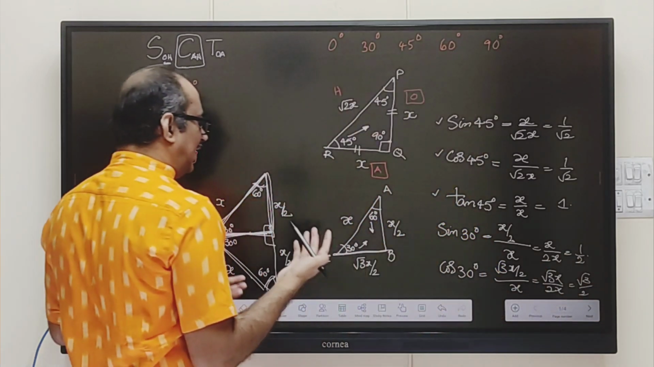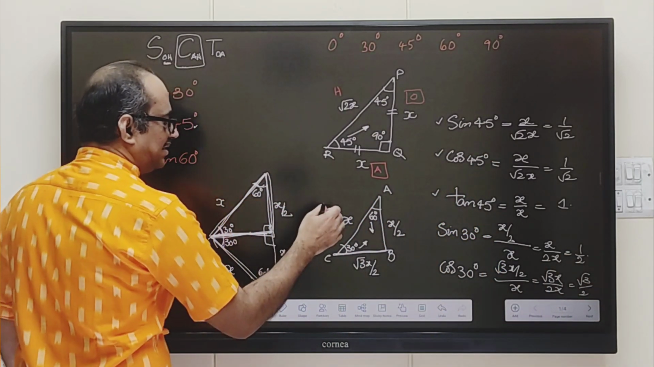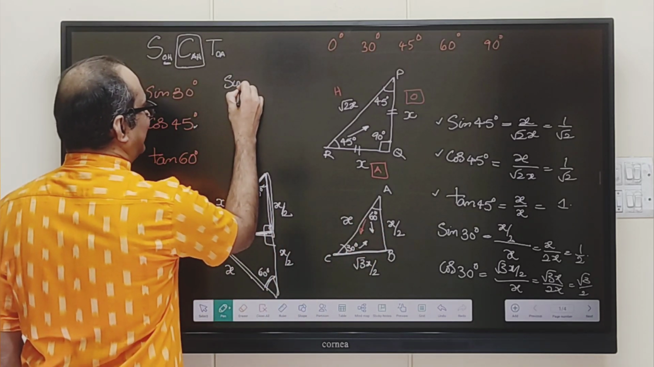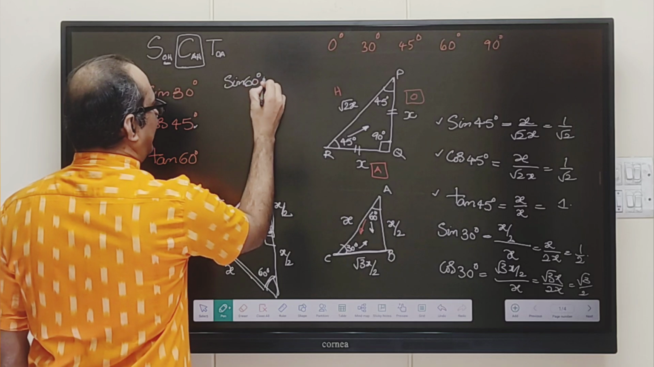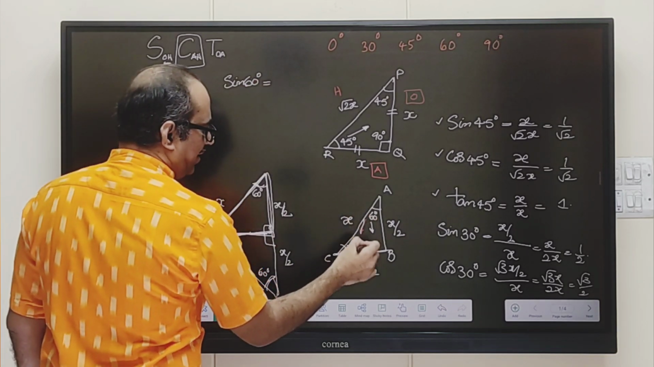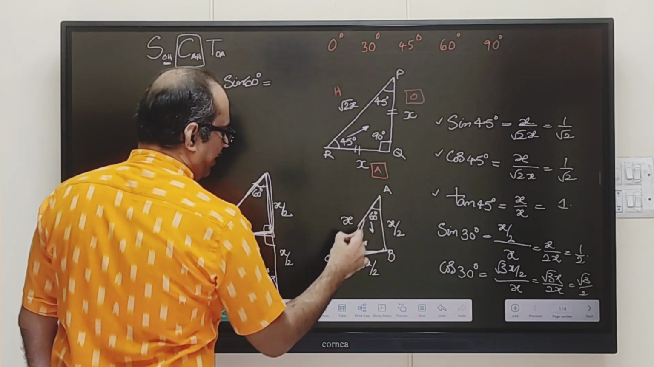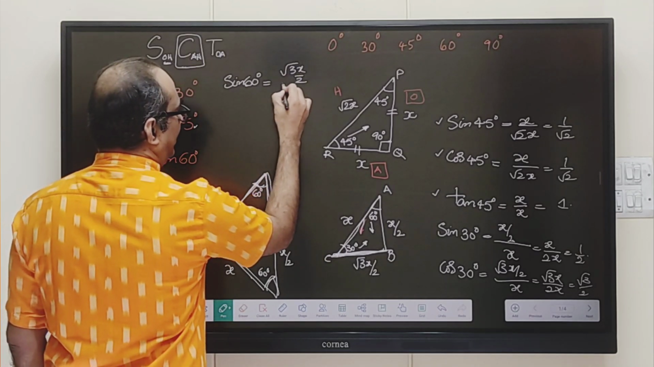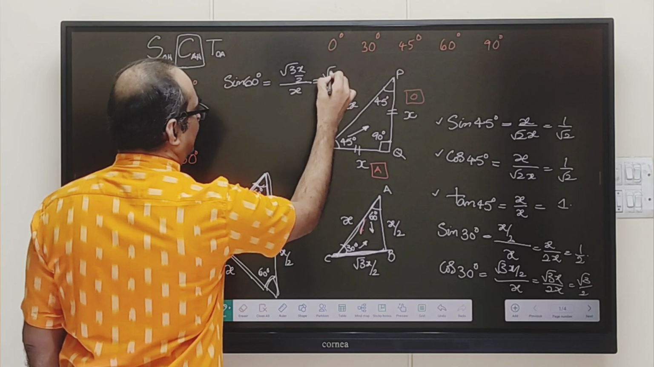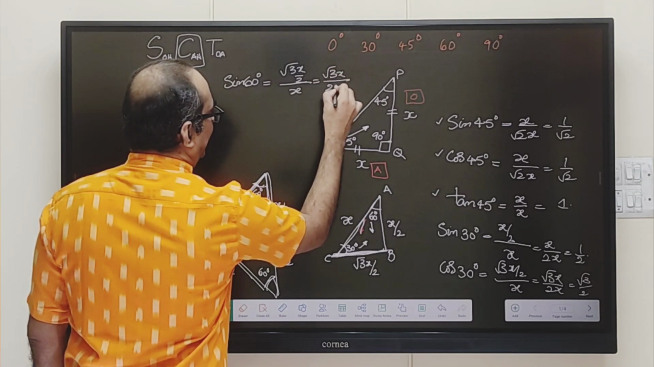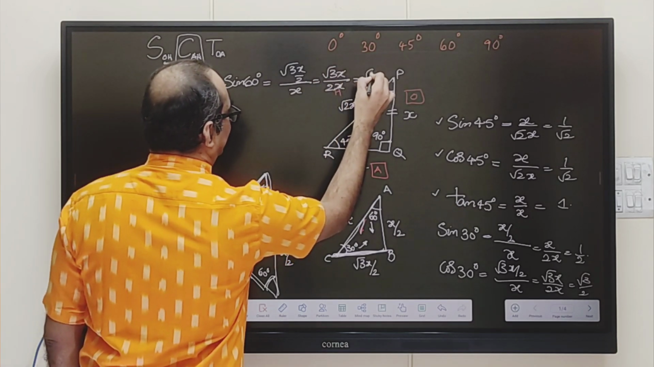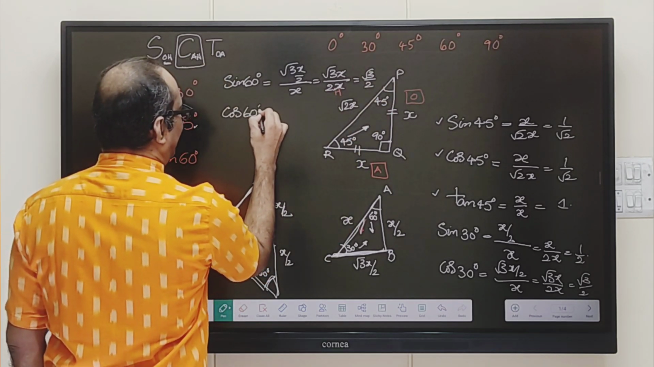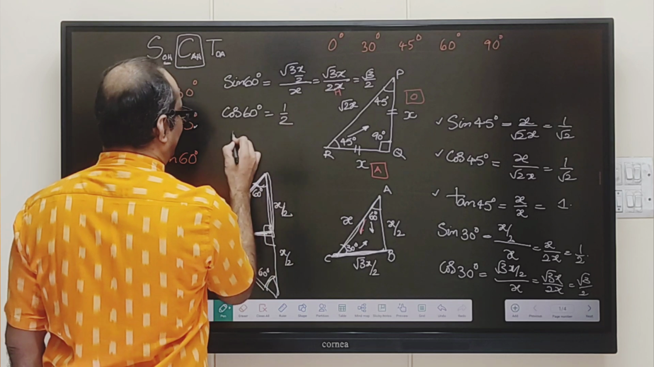Now like this we can find out for 60 degrees also. Suppose let us say you are looking from here. This is your 60 degrees. Now you want to know what is sin 60 degrees. Sin is opposite by hypotenuse. So I am looking from here. My opposite will be BC and hypotenuse is x. So I can write down root 3x by 2 divided by x, which is equal to root 3x divided by 2x. We can cancel x and we can say that is root 3 by 2. Similarly, you can check that cos 60 will be 1 by 2 and tan 60 will be root 3.